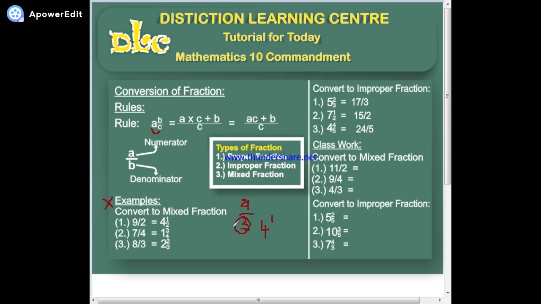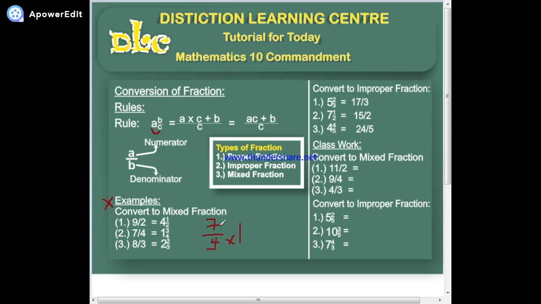So that is how we arrive at this solution. Now, the next one is question 2, which is 7 over 4. How many 4s can we see in 7? 4 can go in 7 one time. And 4 times 1 is 4. Are you getting it?